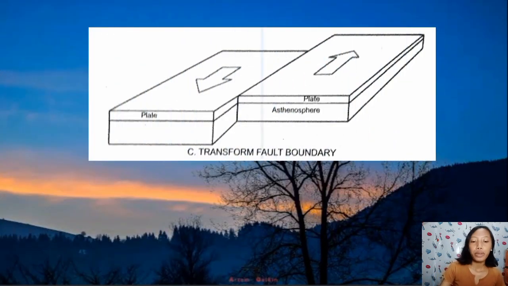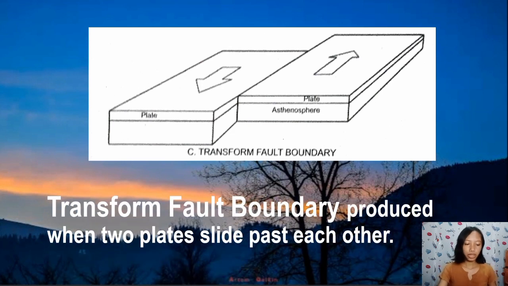Next, we have transform fault boundary. Transform fault boundary is produced when two plates slide past each other. So, ang transform fault boundary is when two plates are sliding past each other. Dili siya mo-converge, dili pud siya mo-apart, mo-slide past each other. Mao na ang difference between sa tulo.